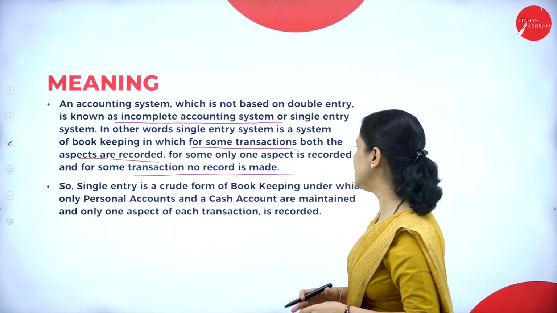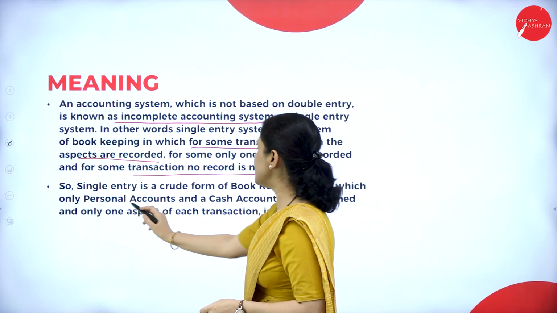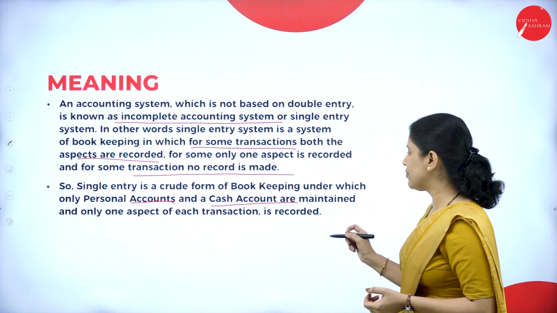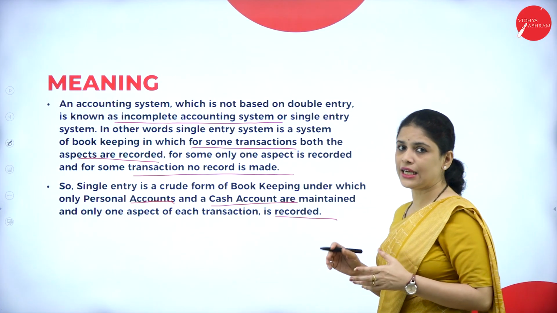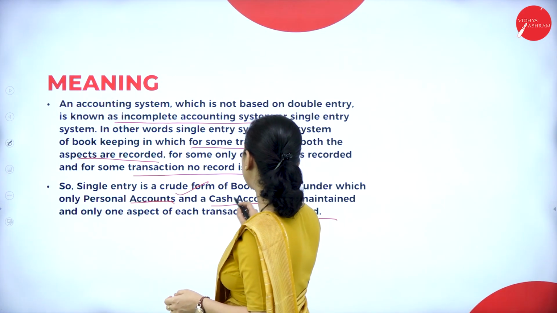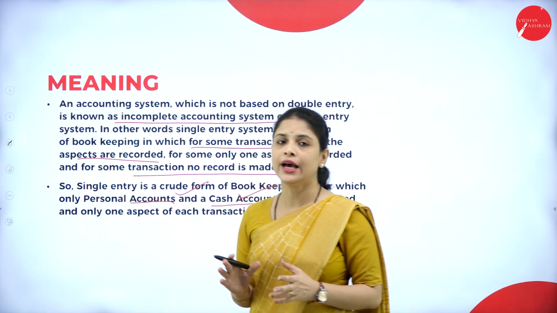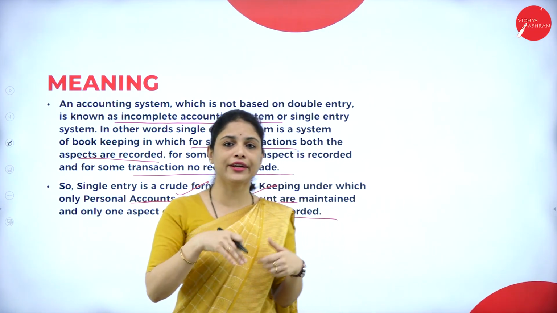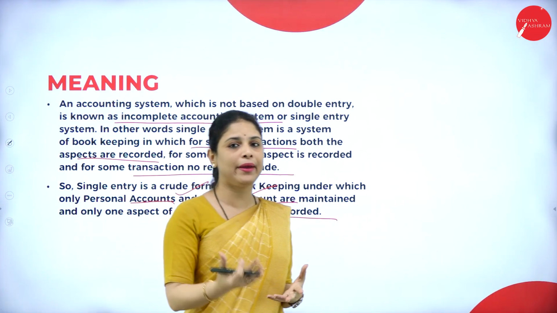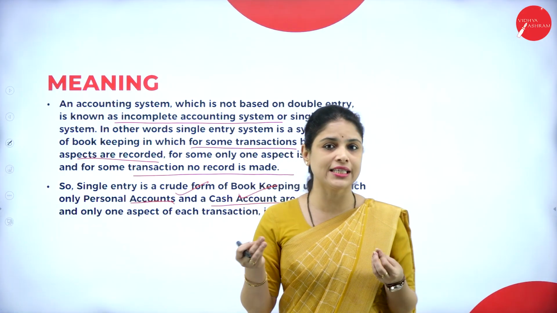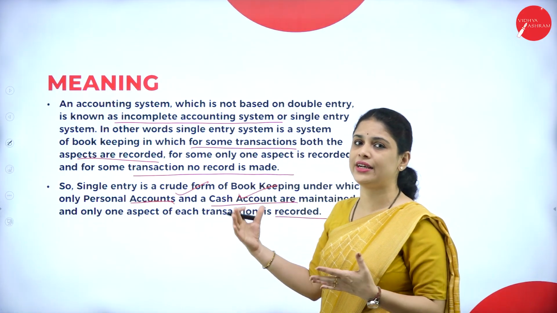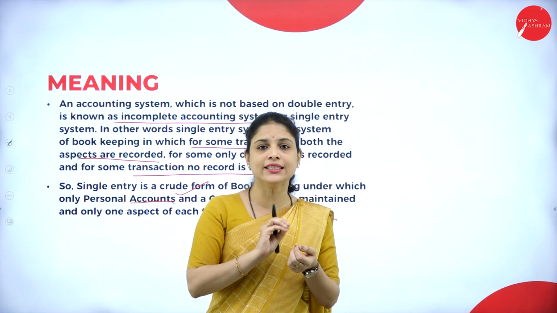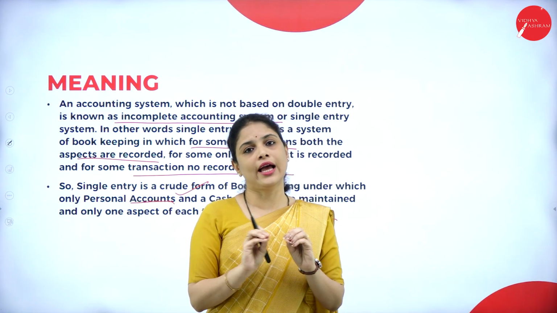So in single entry system, personal accounts and cash books are maintained and only one aspect of a transaction is recorded. That means in single entry system, what is recorded? Personal accounts and cash accounts are recorded. For example, if I am a street vendor, what will I do? I'll write only my receipts and payments. That means this single entry system is useful for street vendors. What they usually do is write only their expenses and receipts, or incomes and expenses.